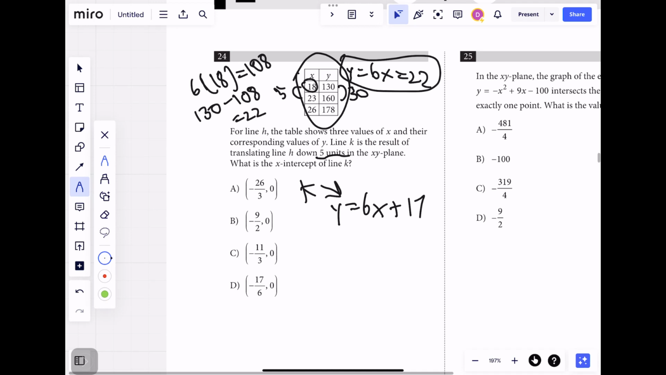The x-intercept is when y is 0. So we can plug in 0 for y. 0 equals 6x plus 17. And now we're trying to get x alone. So 6x equals negative 17. X equals negative 17 over 6. And that's this one. And you can see that that's the x value, and y is 0.